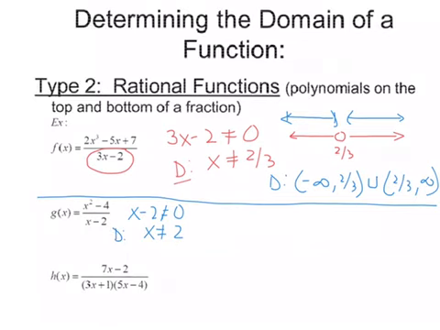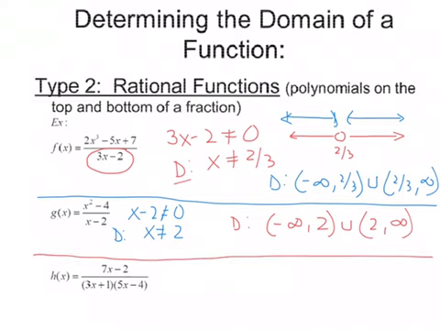Once again, if I put that on the number line, it looks similar to above. So my domain is going to be from -infinity to 2. I'm going to skip the 2, and I'm going to go from 2 to infinity. So all real numbers except 2.